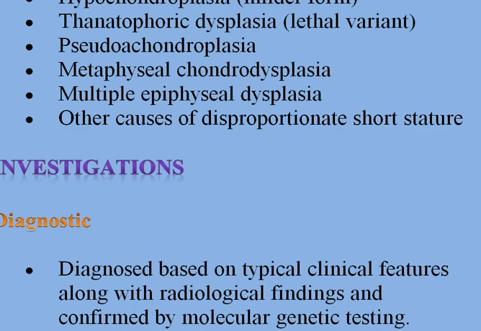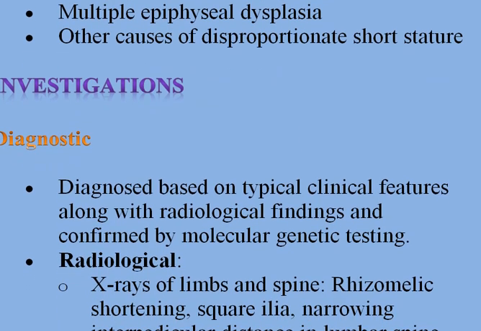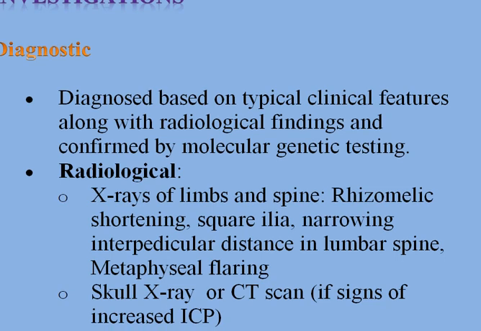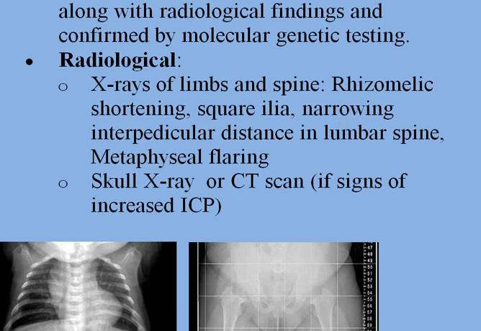So the investigations: diagnosed based on the clinical features along with radiological findings, but it is confirmed by molecular genetic testing. So X-rays of the limb and spine show rhizomelic shortening. There will be square ilia, narrowing interpedicular distance in lumbar spine, metaphyseal flaring. Skull X-ray or CT scan if signs of increased ICP.